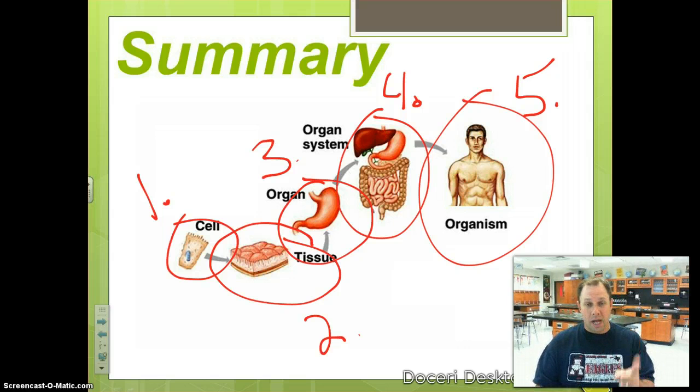Okay, so one last time. Cells, tissues, organs, organ systems, and organisms.